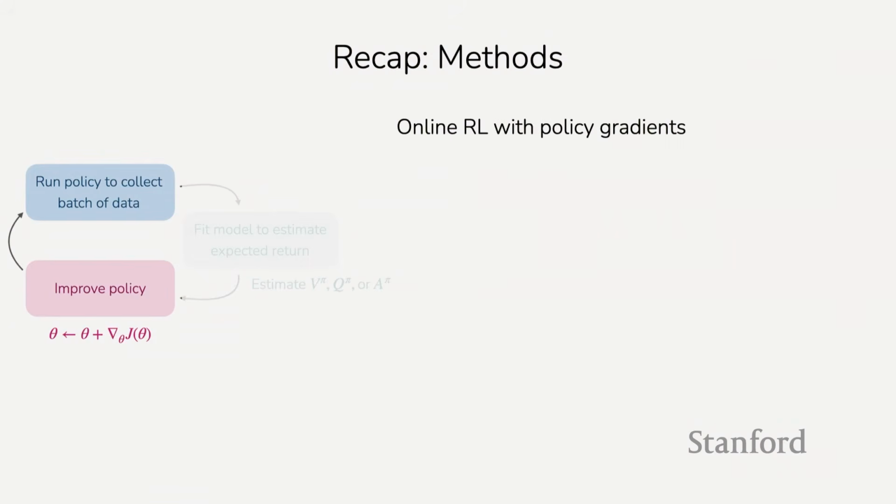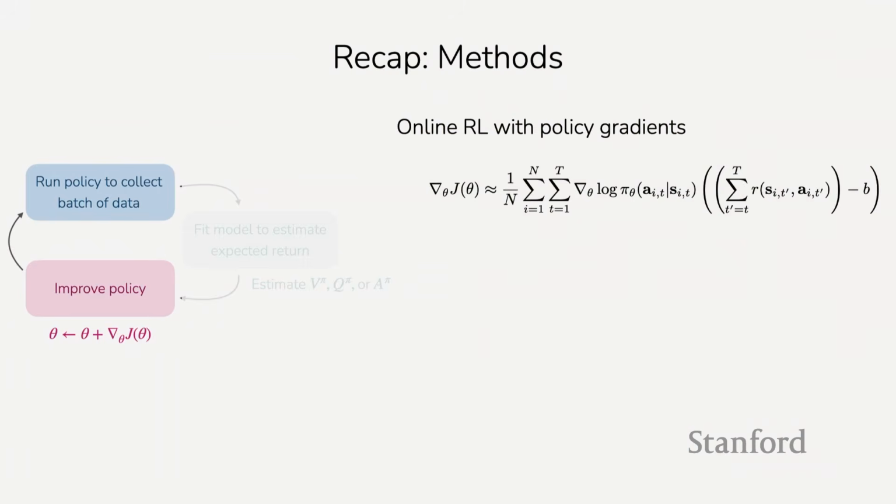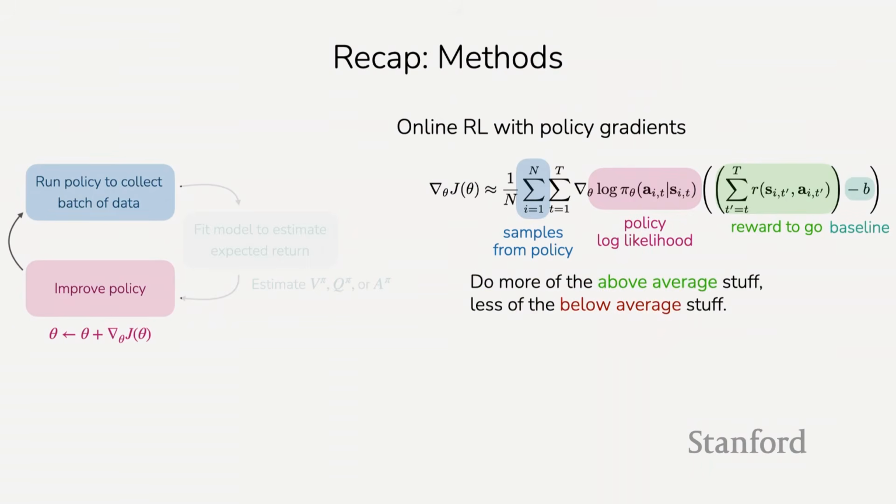The first method that we talked about was policy gradient, where we alternate between collecting data and improving our policies. You can think of it as sampling from our policies and increasing the log likelihood of actions that have a higher reward in the future, where we subtract the baseline in order to encourage the policy to do more of the above average things than it did before and less of the below average things.